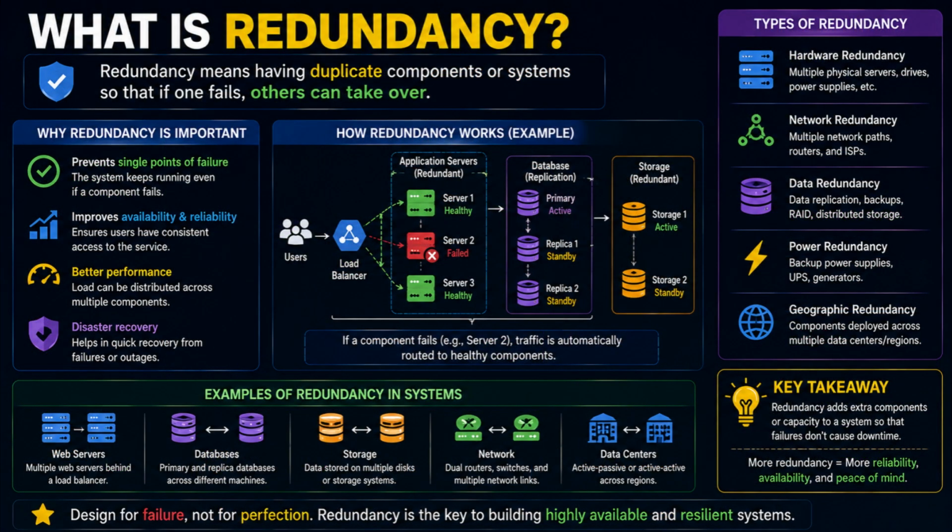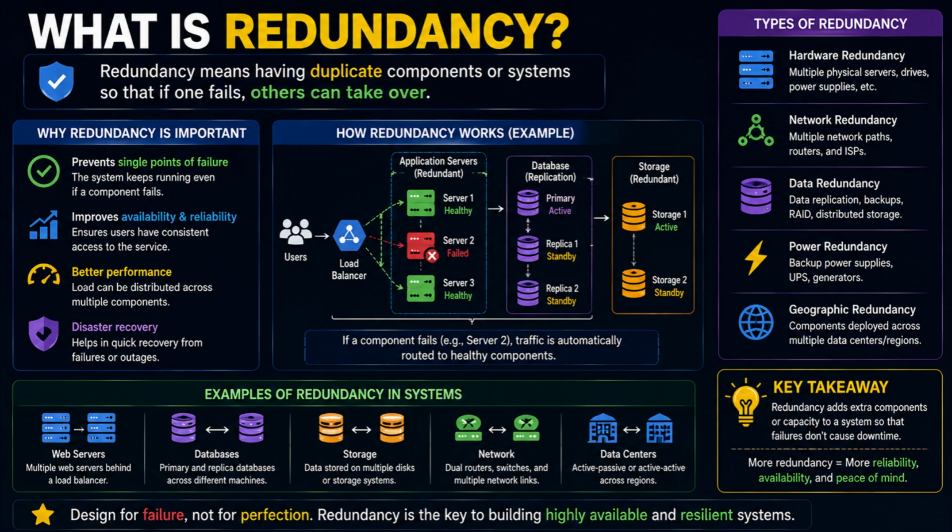What is redundancy? Redundancy means having duplicate components or systems, so if one fails, another can take over. Why is it important? Redundancy helps prevent single points of failure, improves availability and reliability, and enables faster recovery from failures. For example, if one application server fails, the load balancer can automatically route traffic to healthy servers. The same principle applies to databases, storage, networks, power systems, and even entire data centers.